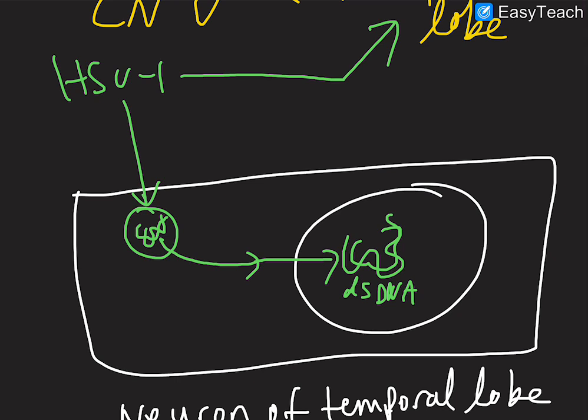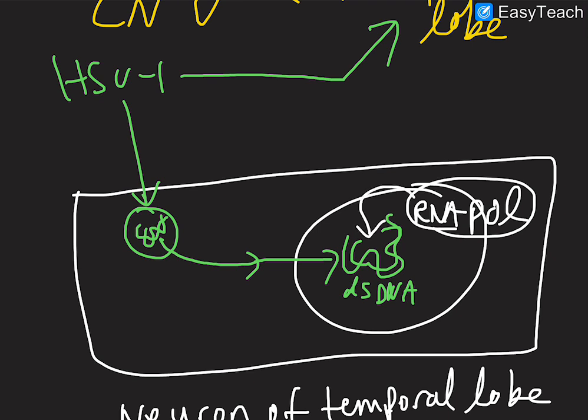But the thing is, unlike retroviruses like HIV, for example, this double-stranded DNA does not get incorporated into the host genome. It actually stays as an episome, a circular double-stranded DNA molecule. And the reason why this is bad is because we have RNA polymerases in our nucleus. So our RNA polymerases can actually transcribe this double-stranded DNA. And in that process, double-stranded RNA can be made.